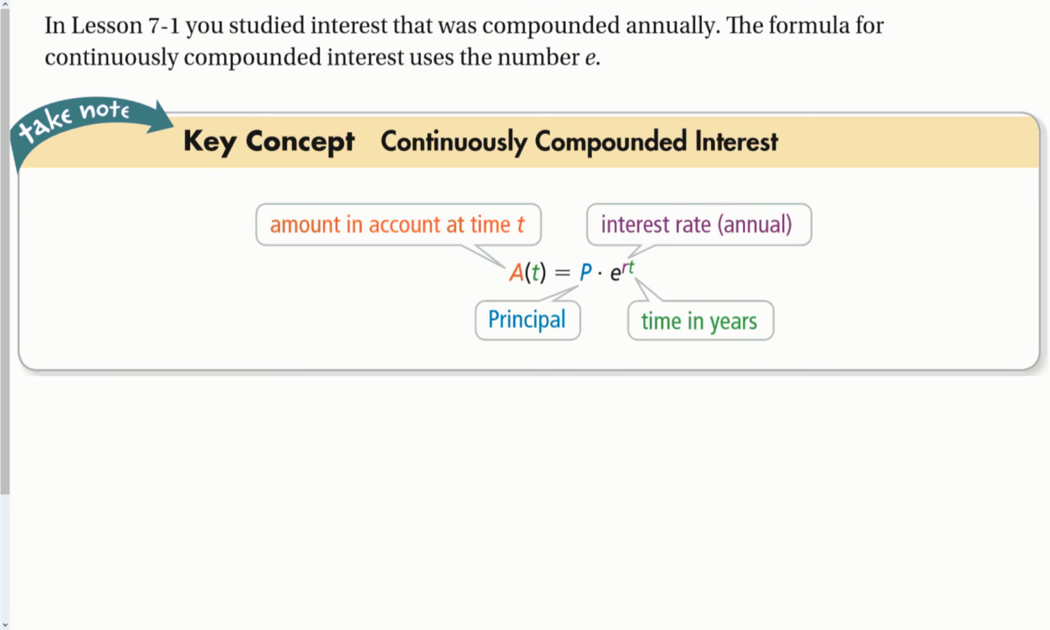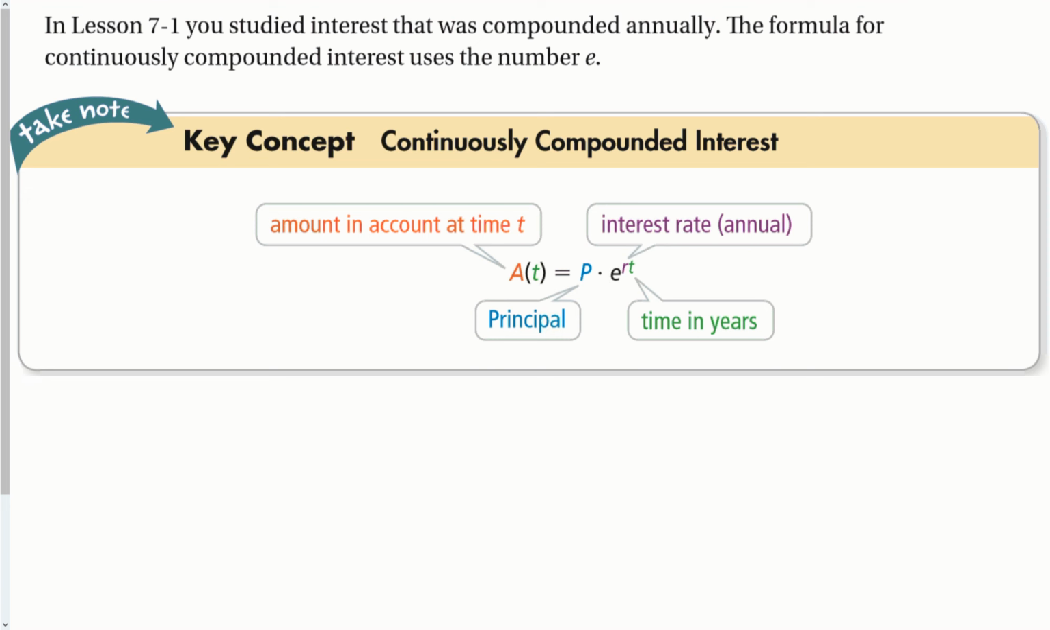So in section 7.1, the previous section, we studied how interest was compounded annually or quarterly or monthly. There's another type of compounding we can do, something called continuous compounding. And the continuous compounding formula is right here. Usually remember it by just saying PERT. P-E-R-T. Principal.